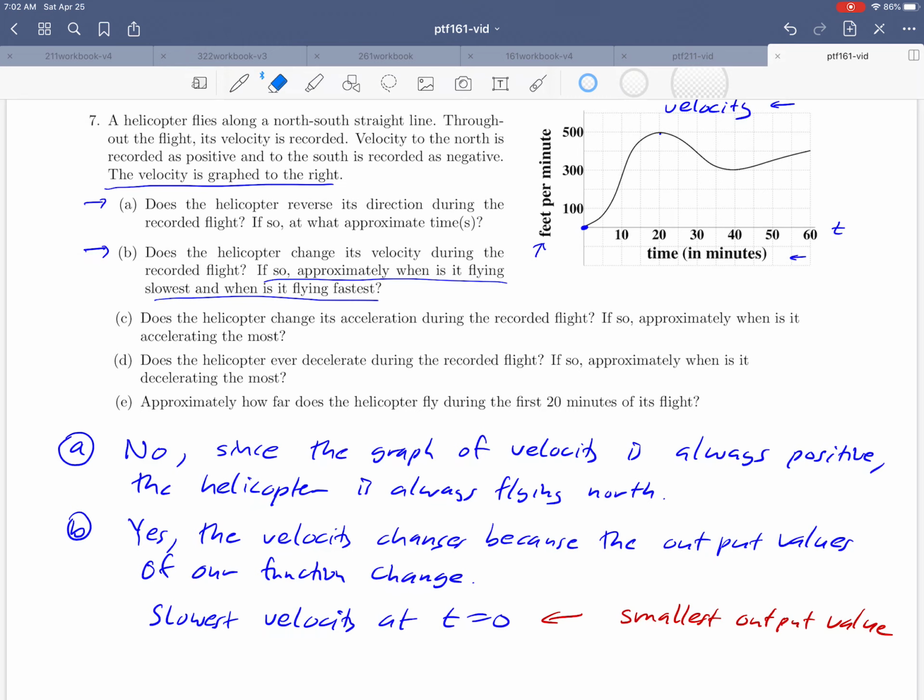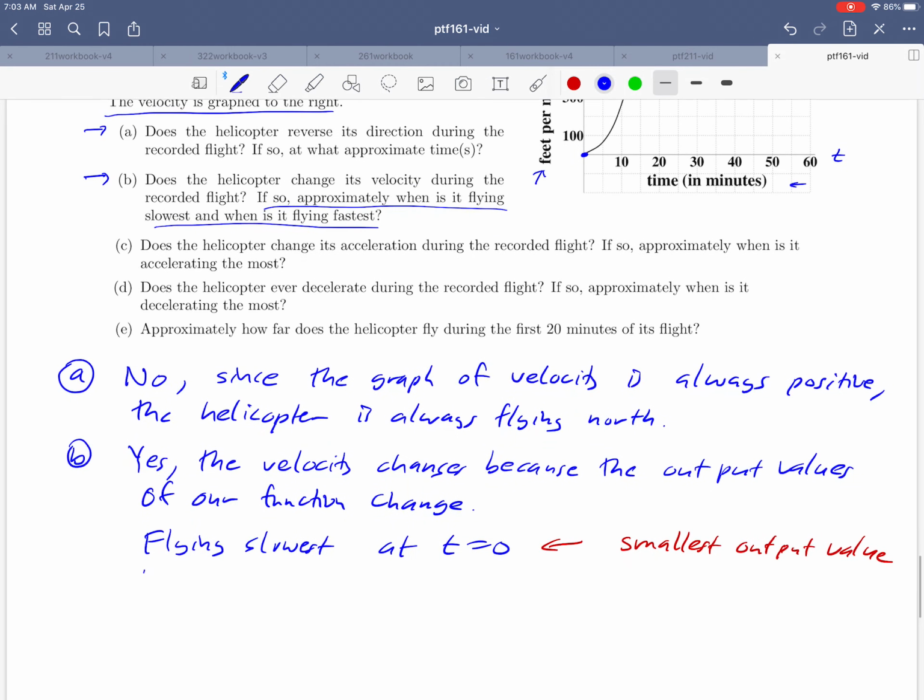I might change the wording there. Let's be consistent with the wording of the problem. So flying the slowest at. It doesn't really matter a whole lot, but I'm going to go ahead and change the wording there. Okay, where is it flying the fastest then?